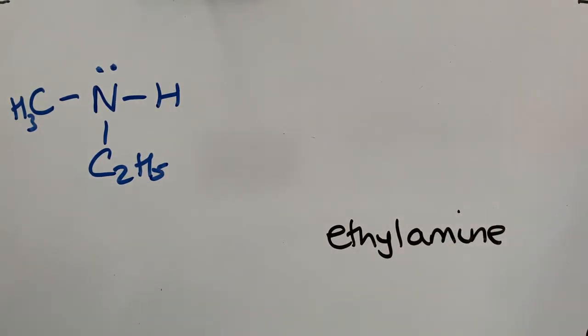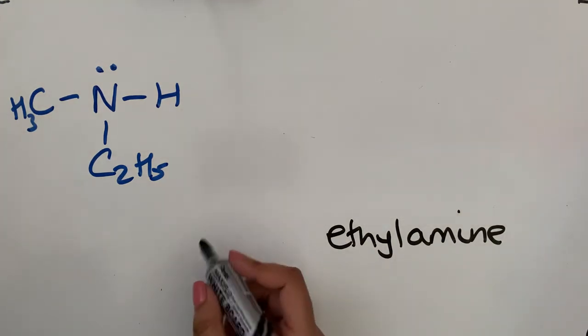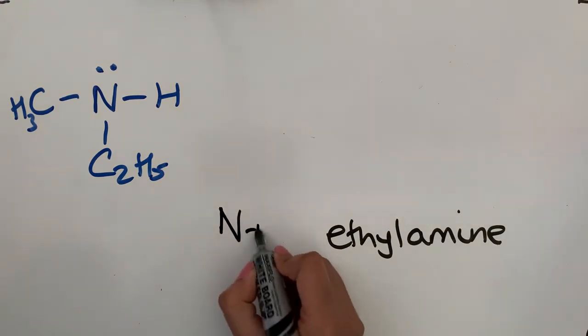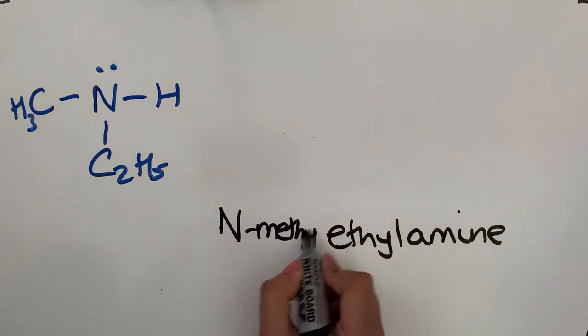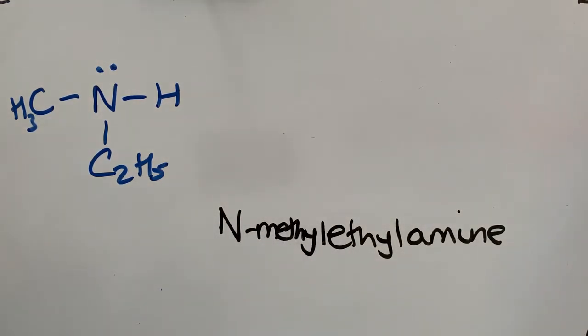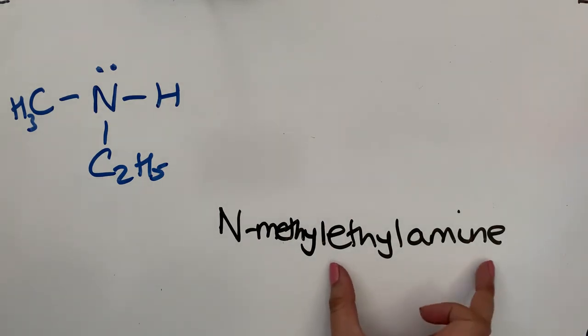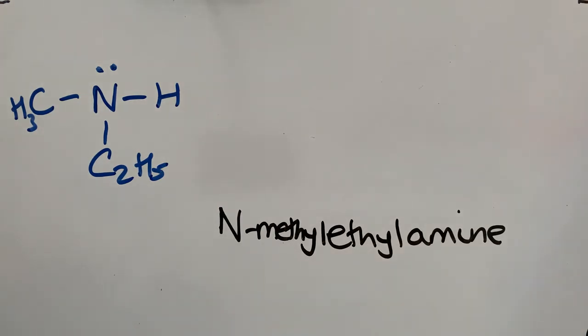Because the methyl group is coming off the nitrogen, it's a branch off the nitrogen, you have to say it's coming off of the nitrogen, so you write N-methyl ethylamine. The ethyl becomes part of the parent, and then the N-methyl is the branch coming off of the nitrogen.